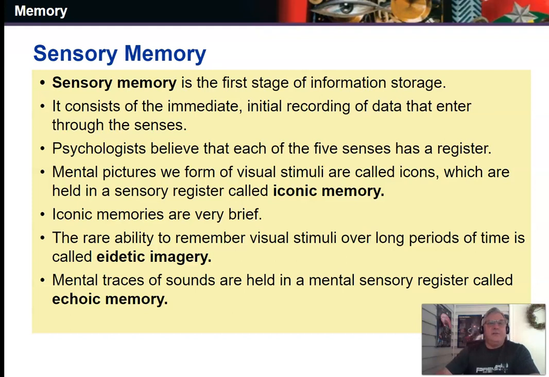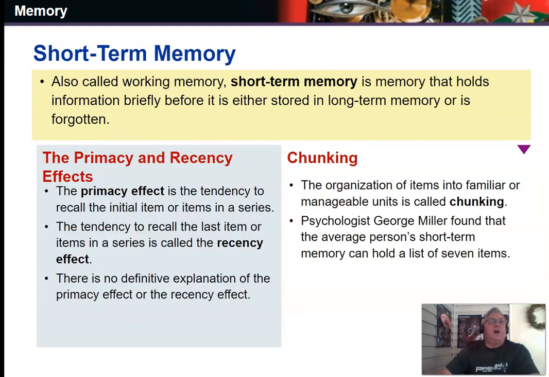The rare ability to remember visual stimuli over long periods of time is called eidetic memory. Mental traces of sounds are held in a mental sensory register called echoic memory. Also called working memory, short-term memory is memory that holds information briefly before it's either stored in long-term memory or forgotten. The primacy effect is the tendency to recall initial items in a series. The tendency to recall the last item or items in a series is called the recency effect.